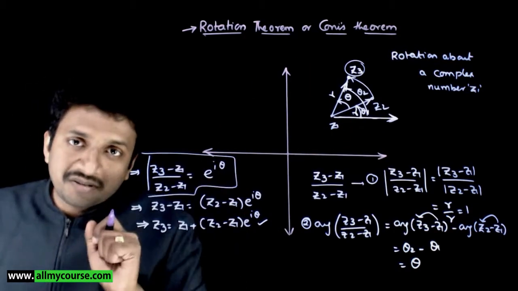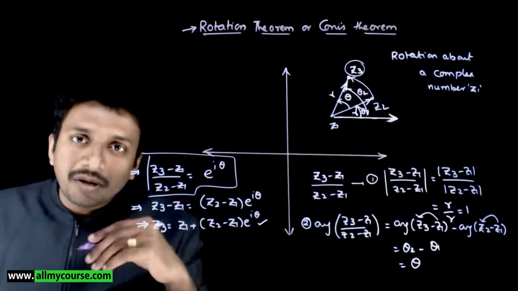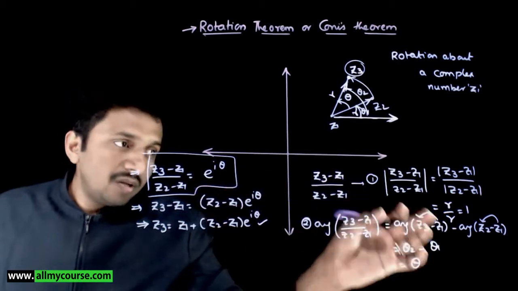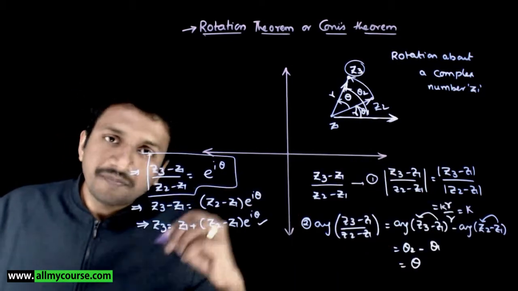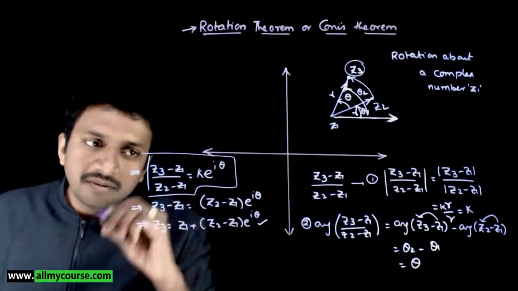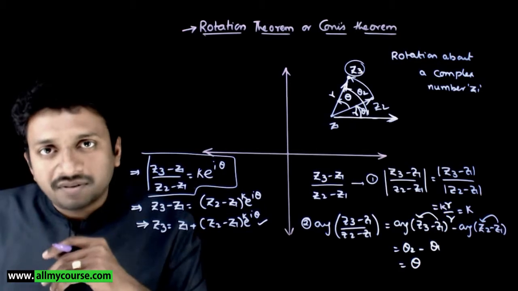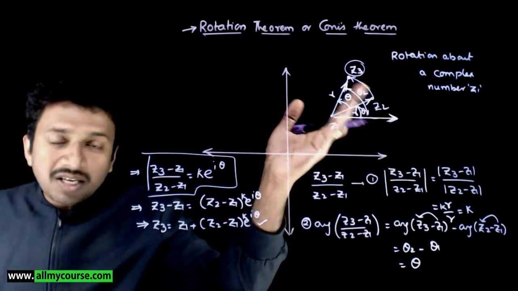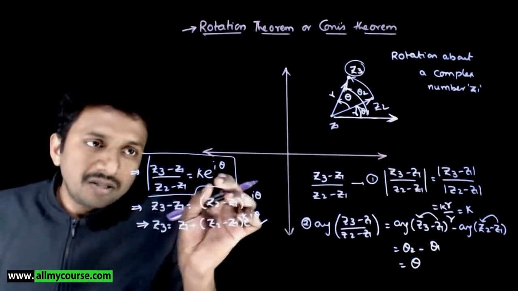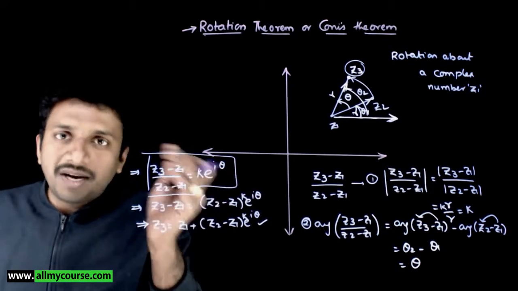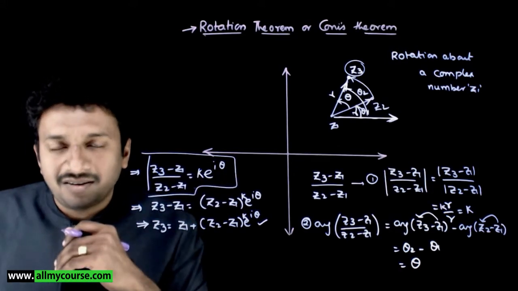Apart from this, if you are rotating as well as increasing the magnitude by k times, this part does not change. Here you'll get a k. That's the only difference. So if you are also changing the magnitude by root 2 times or k times, apart from e power i theta, you also get k here. That is the number of times the magnitude is increased.